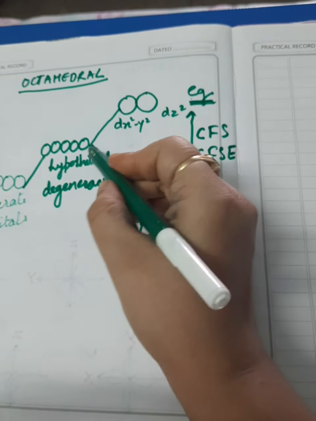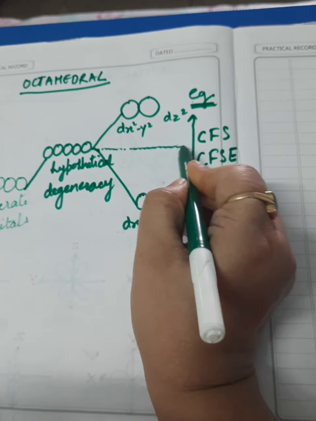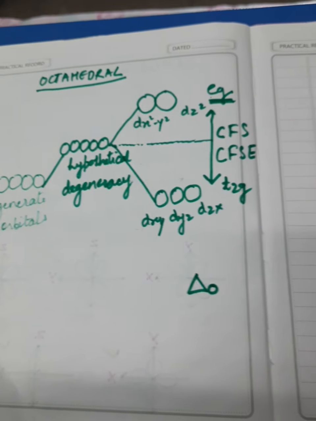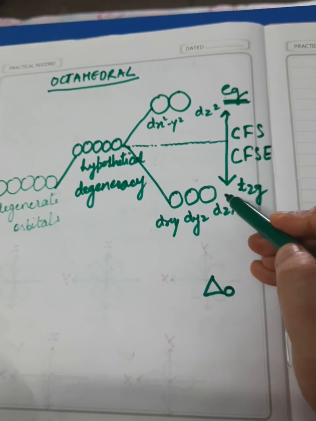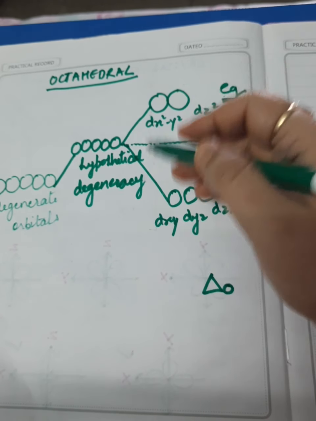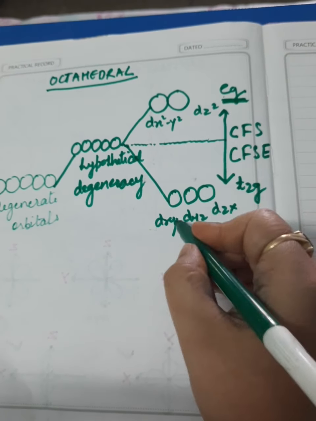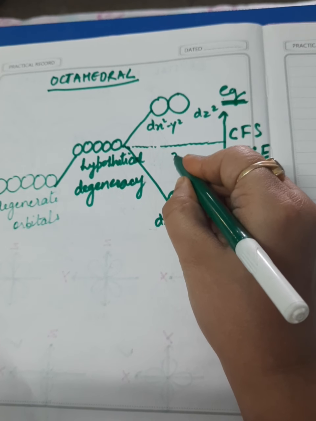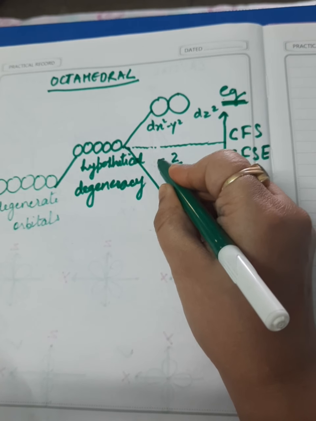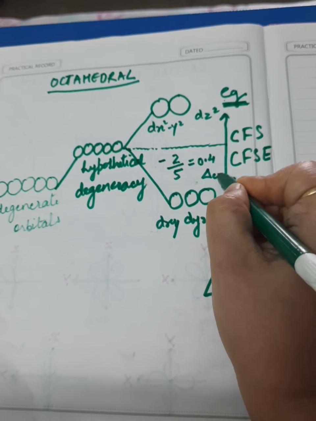Now let us see the difference of energy in these two sets of orbitals. This is the hypothetical degeneracy, in which there are 5 orbitals. These three orbitals have lesser energy than the hypothetical degeneracy. From the hypothetical degeneracy, their energy is decreased by 2 by 5. Since there is a decrease in energy, we write minus, which equals 0.4 delta naught.